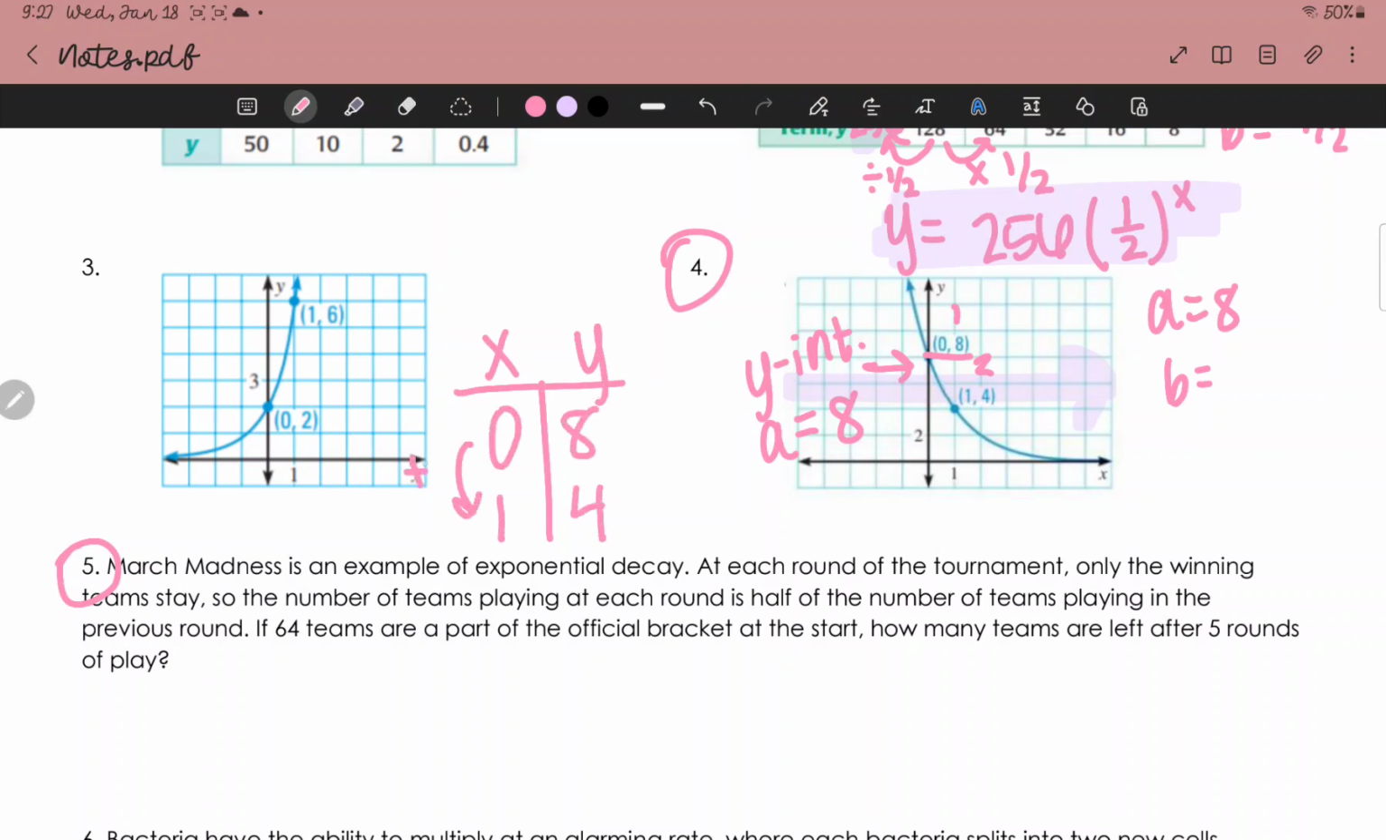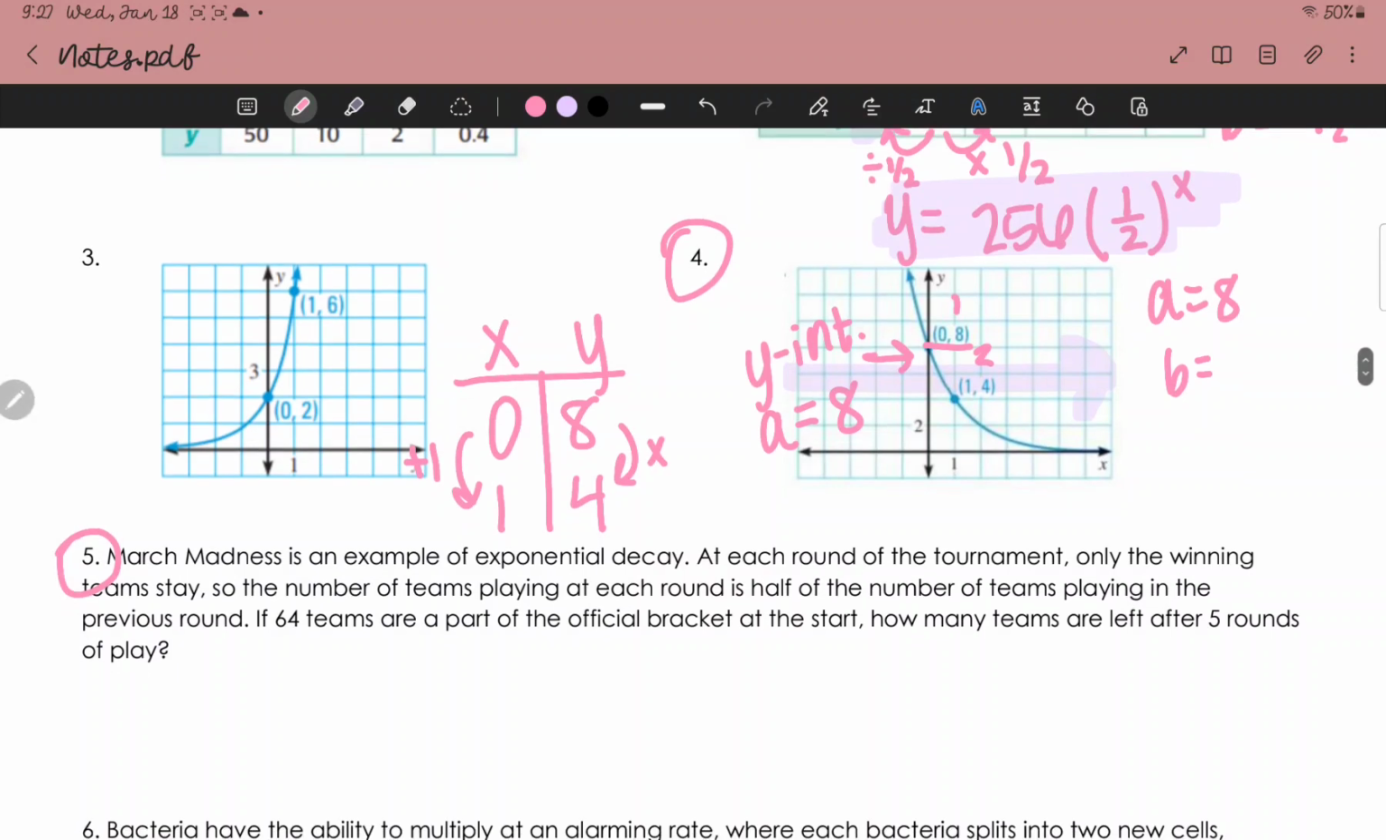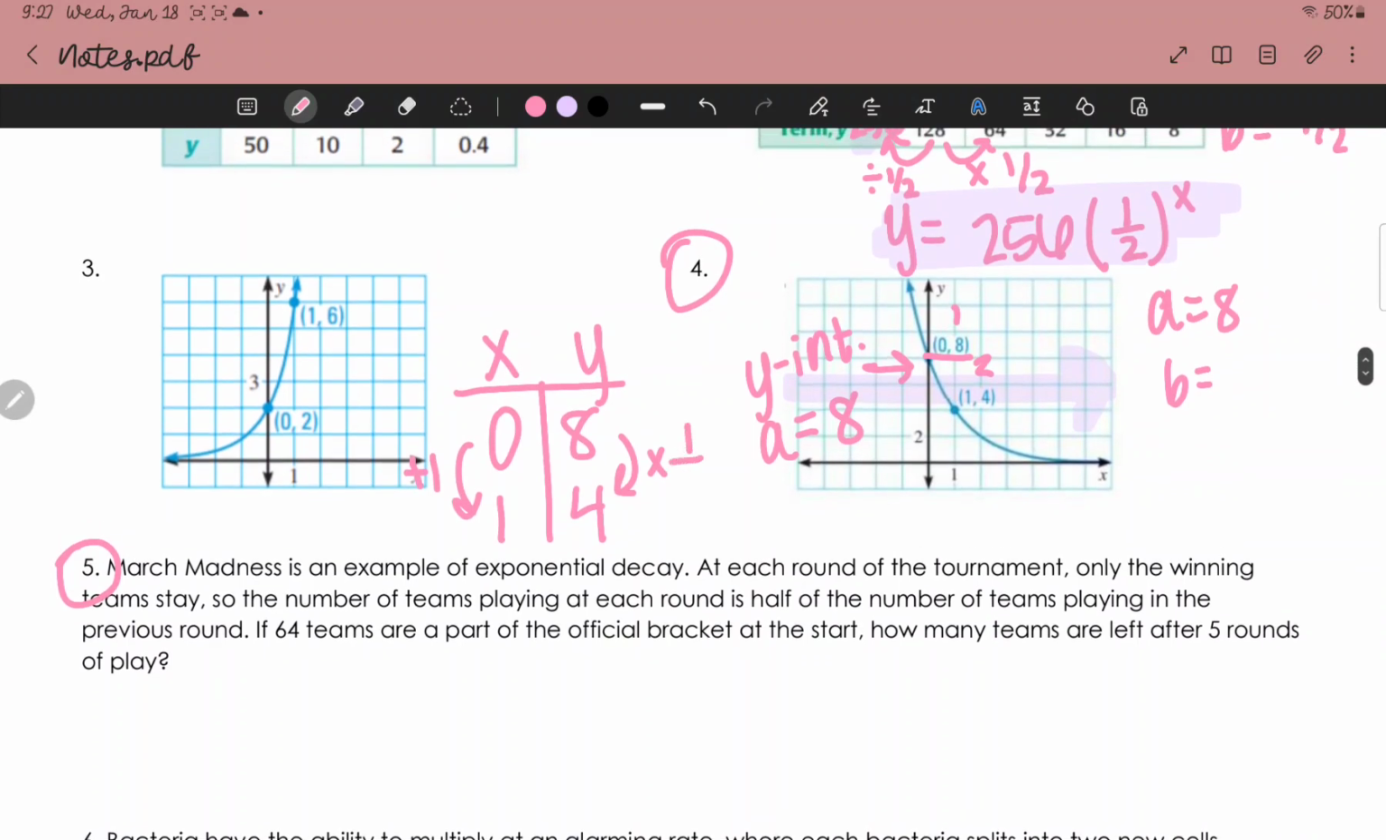Of course, I'm just adding 1 there, so that's good. And here, I'm dividing by 2. But remember, with exponential functions, I'm always multiplying. So what number can I multiply 8 by to get 4? I can multiply it by a half. So I know that my b is a half here. Finally, I can go ahead and write my equation as y equals a times b to the x. And I'm done with number 2.